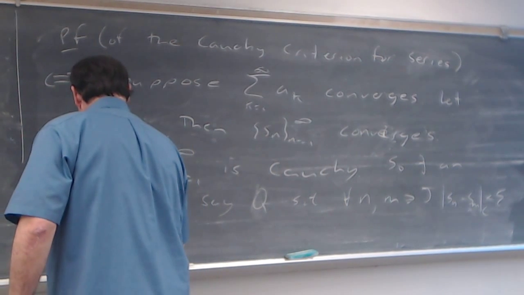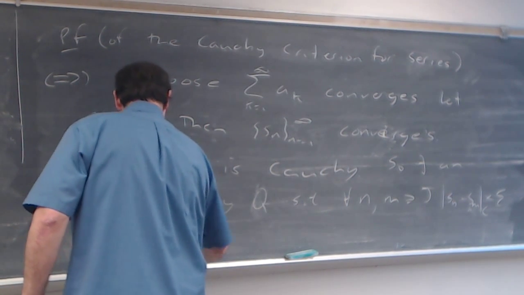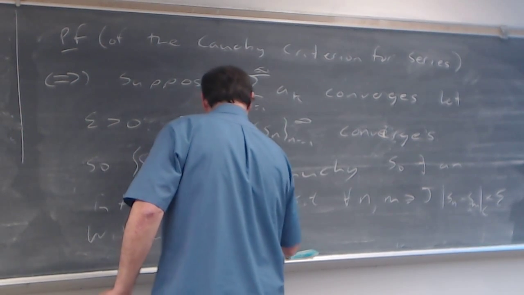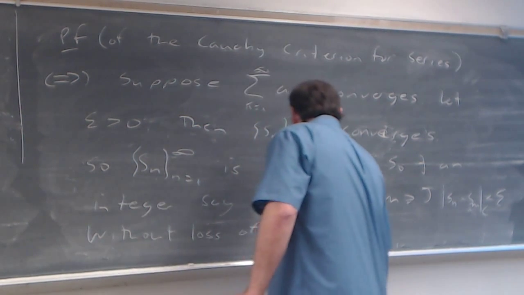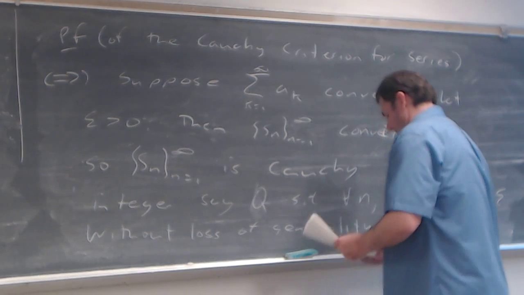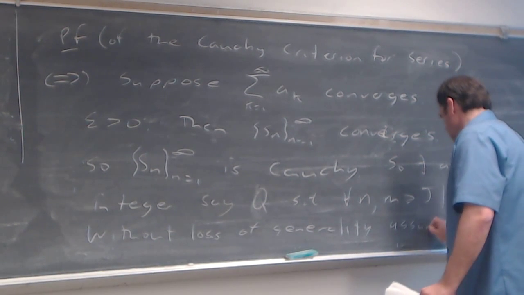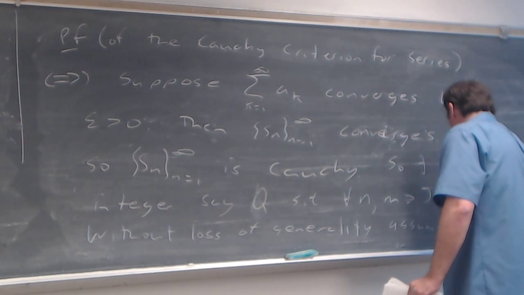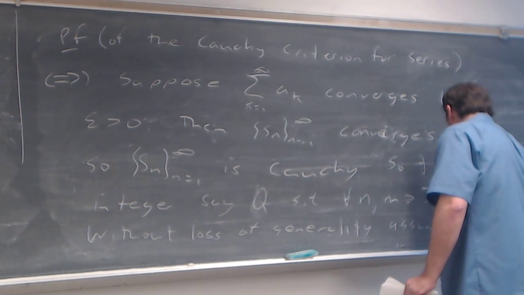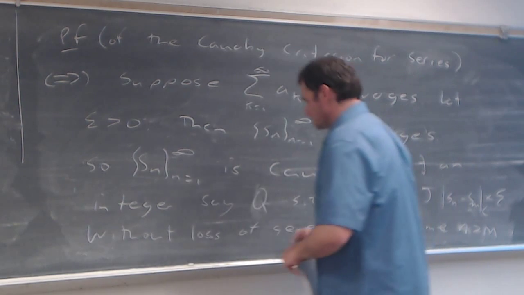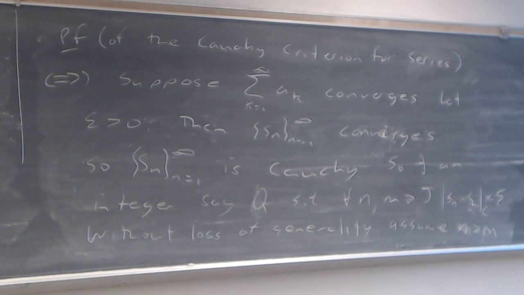So without loss of generality, because of the way I've said this statement, let's assume n is bigger than or equal to m. My notation here is a little different than what's in the book, but not by much. They have that m is the bigger of the numbers.